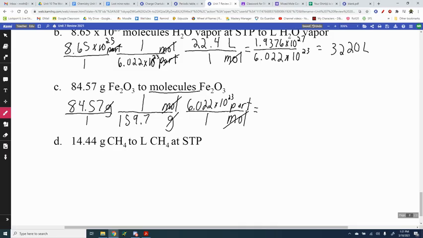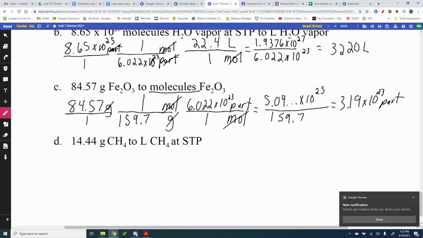So now we do our math. We multiply our top numbers, 84.57 times 6.022 times 10 to the 23rd, and we get 5.09 times 10 to the 25th. Our bottom number is 159.7. We divide those two, and we get for a final answer of 3.19 times 10 to the 23rd particles.